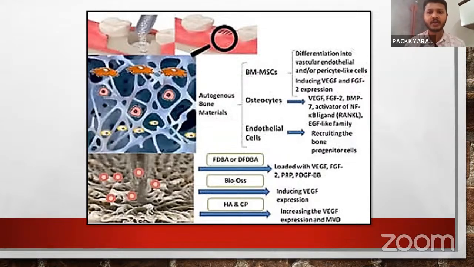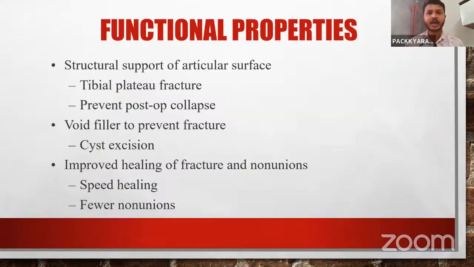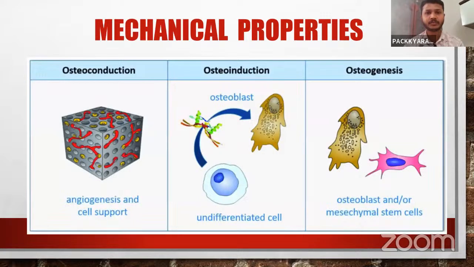Coming to the properties, we can divide it into functional and mechanical properties. The functional properties are the indications for which we use the bone graft. It may be for structural support, mostly used in articular defects like tibial plateau fractures to prevent post-op collapse, or even distal tibia fractures, or as a void filler, commonly used in orthopedic oncology or after a bone tumor excision. Or what we commonly use is for the improved healing of fracture non-unions and delayed unions.